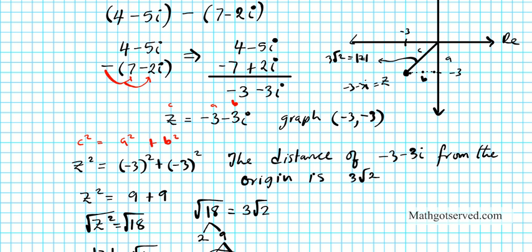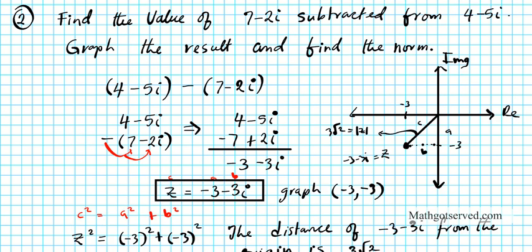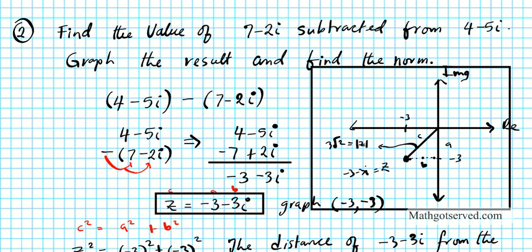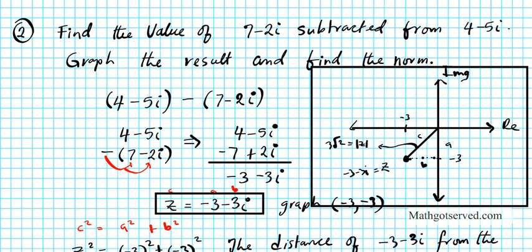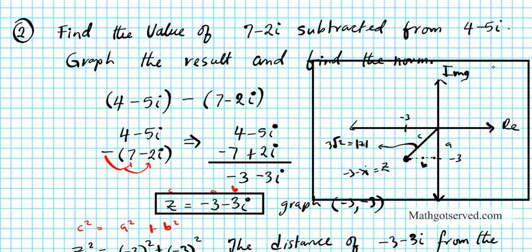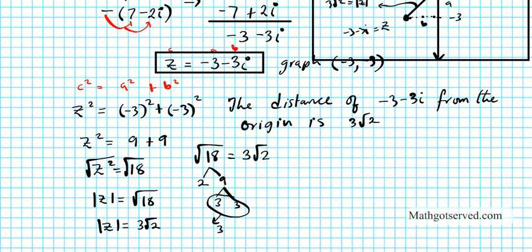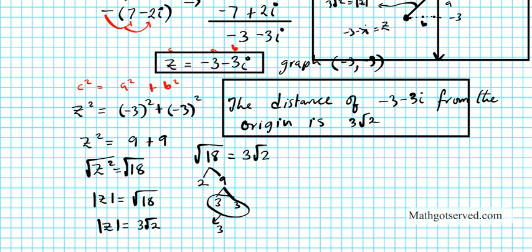Let me box my answers so you don't get confused. This piece right here, this is the difference that we were asked to do, and this piece right here, this is your graph. This whole thing right here, this is your graph. And then the norm, the distance from the origin we're asked to find, is this remark right here. So there goes your main answers. If you want to box them, but you understand how it works. So there you have it.